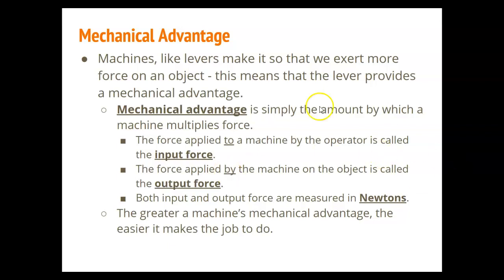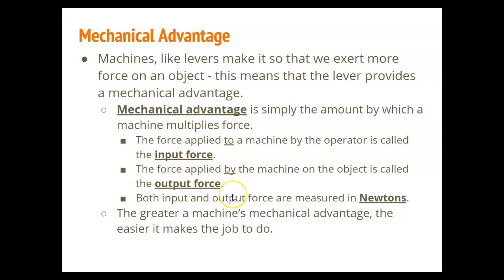So mechanical advantage is simply the amount by which a machine multiplies force. So without the lever, I can only exert 1,000 newtons of force. With the lever, I can still only exert 1,000 newtons of force, but the lever multiplies that force into 3,000 newtons. Okay, so what we need to understand to understand mechanical advantage is two forces here.